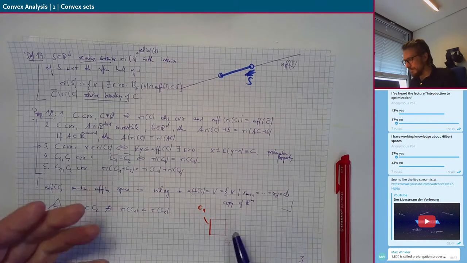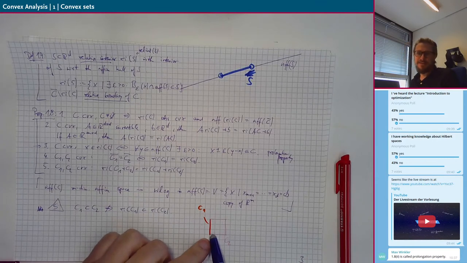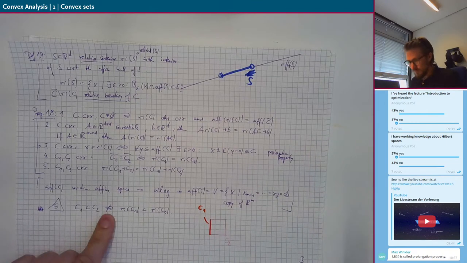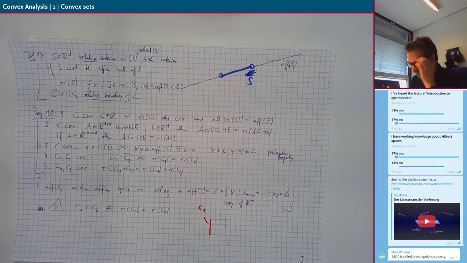Okay, because the relative interior of C1 is taken with respect to a much smaller surrounding space, so much more remains inside the set. So this is not true. Even though, if you work with the relative interior of a set, you can always assume the affine hull is full dimensional, everything happens within this individual affine hull. Okay, that was that.